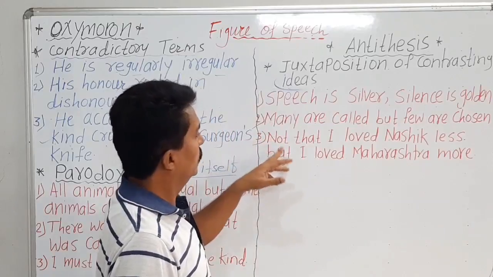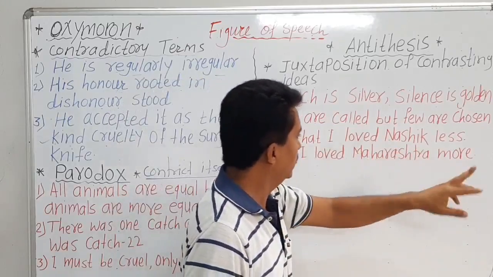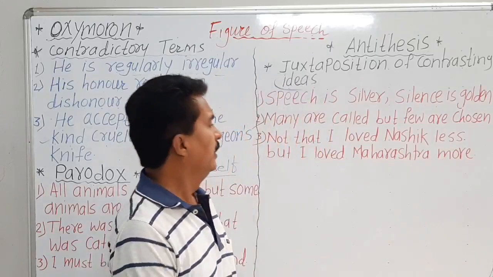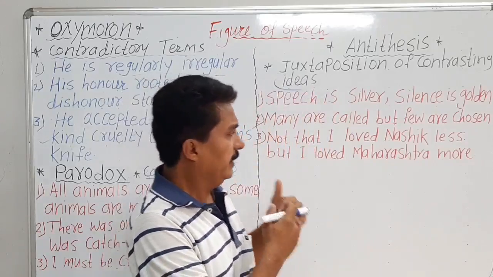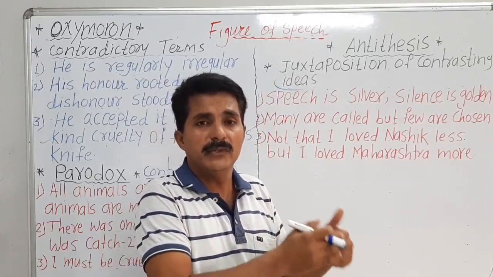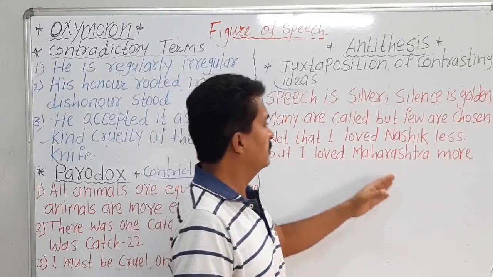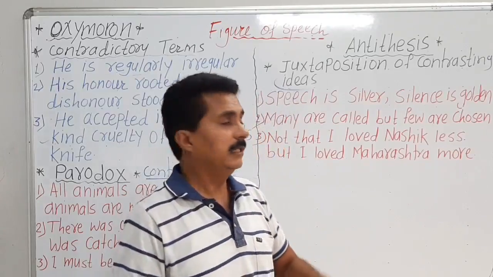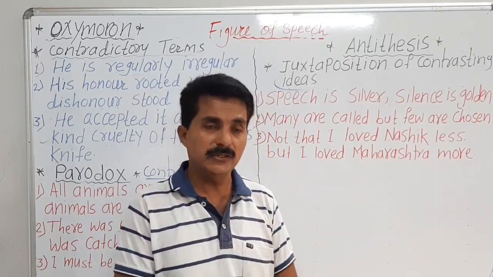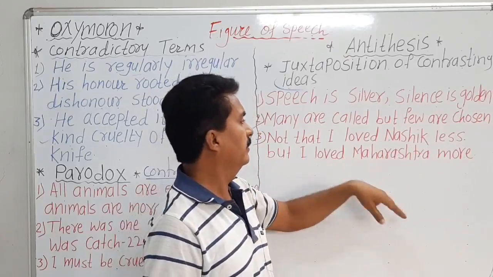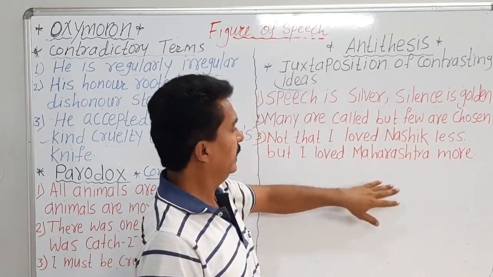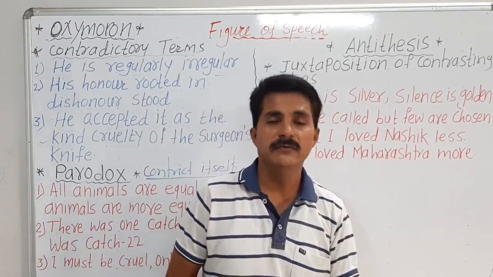Next example, not that I love Nashik less, but I loved Maharashtra more. In this statement, the speaker is trying to say that he doesn't love Nashik less, but he loves Maharashtra more. It means that he loves Nashik is also truth, he loves Maharashtra is also truth, and the second statement doesn't prove that the first statement is wrong, or contradict the first statement.